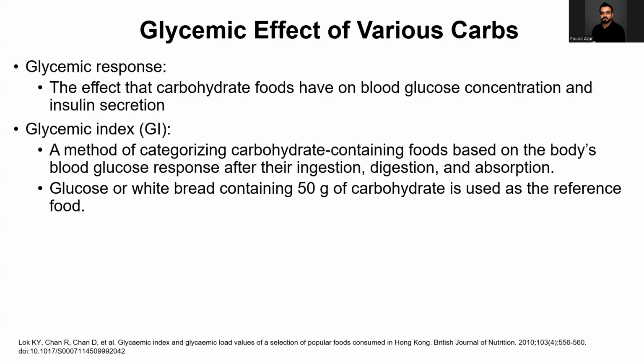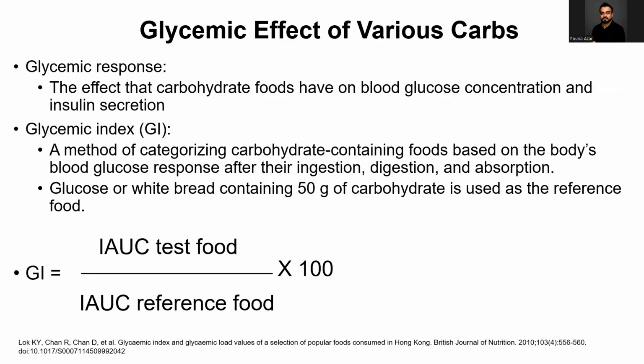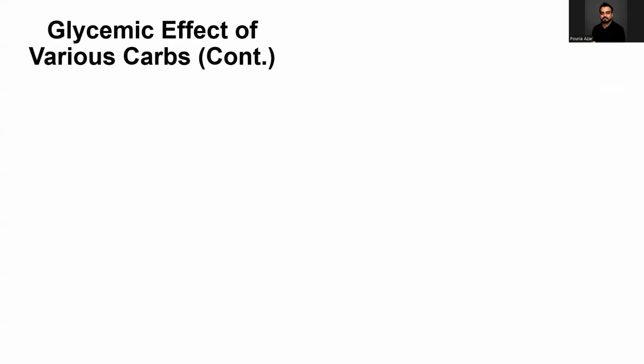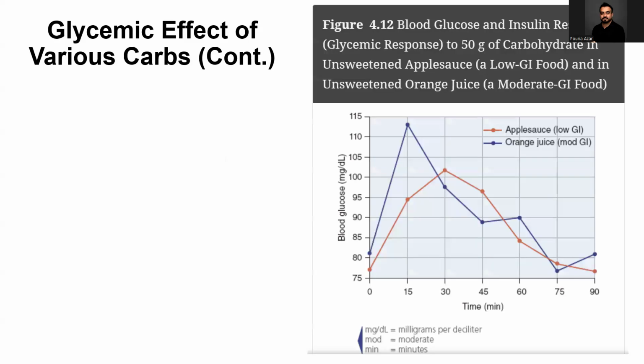Glucose or white bread, which is a refined bread, containing 50 gram of carb is used as the reference food in this method. So here is the formula for GI. We have our AUC test food and AUC reference food. AUC is the area under the curve of test food divided by the area under the curve of reference food, multiplied by 100. This gives us GI, or glycemic index. This is how they measure glycemic index.